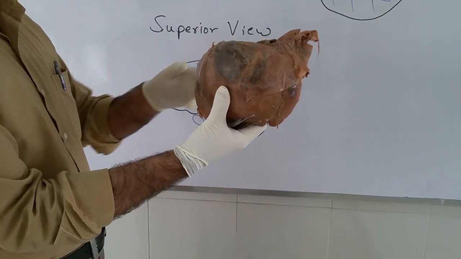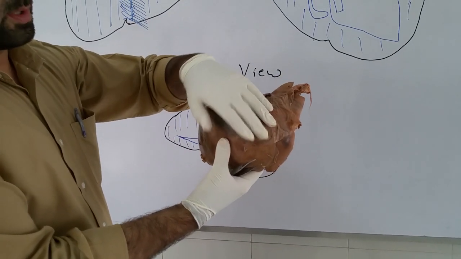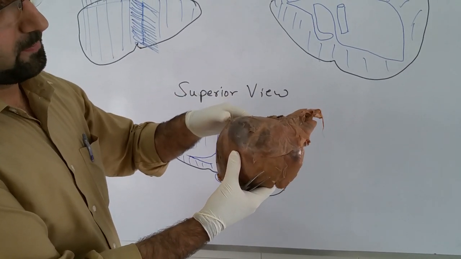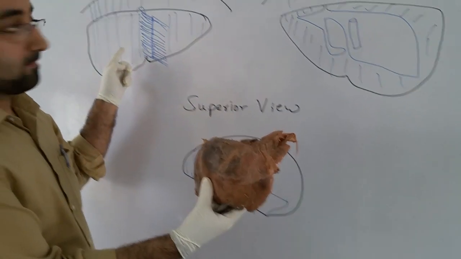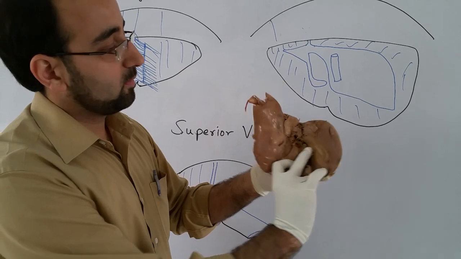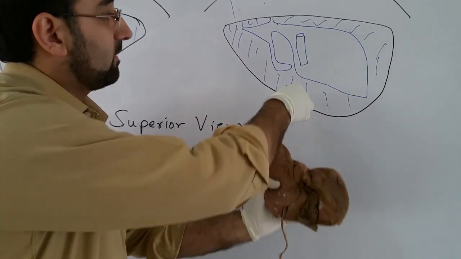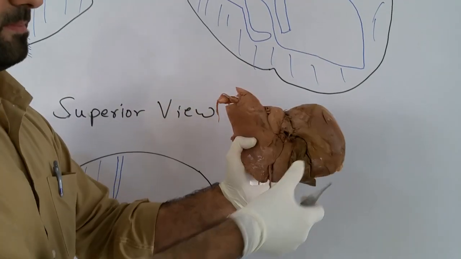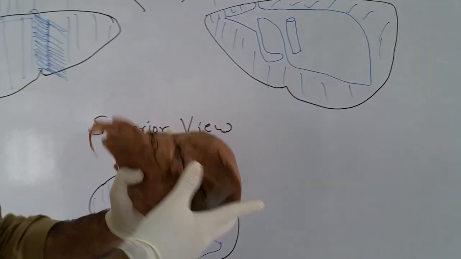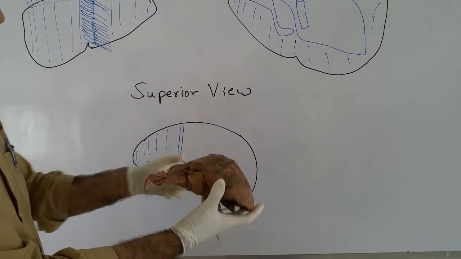This is the liver. The surface which you are seeing, this is the anterior surface of liver, as you are seeing over here. This is the posterior surface, and you can see the posterior surface over here like this. This is the gallbladder, and this is the superior surface of liver which you are seeing here.